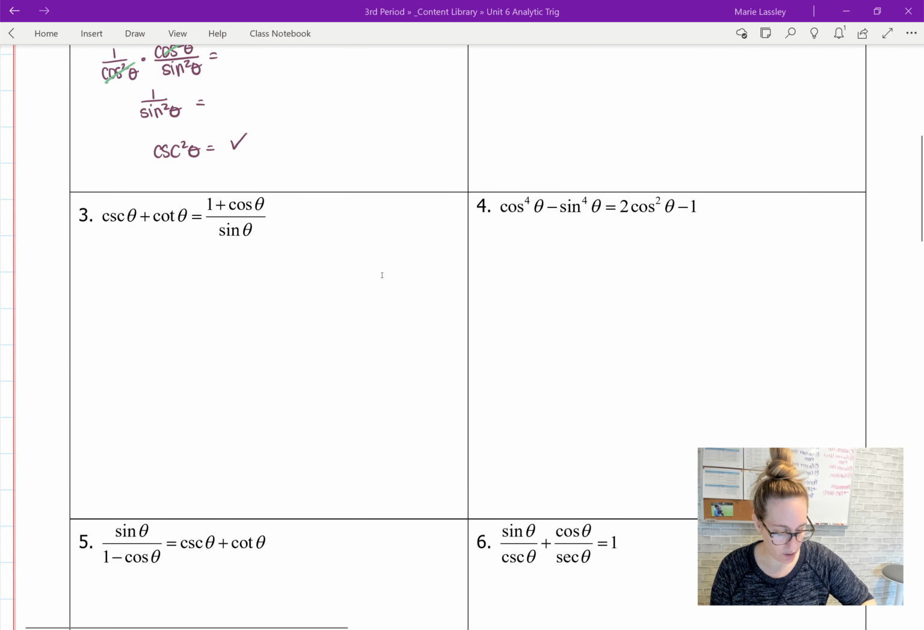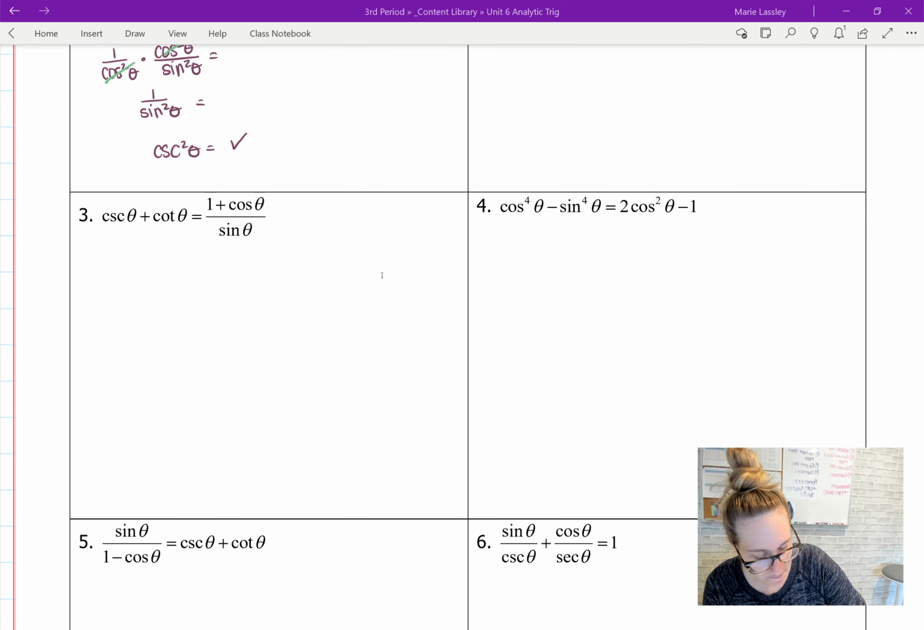All right, so number 3. This one is kind of interesting. You really can choose whichever side you want for this one. I'm going to choose to do the right-hand side. But there is a case to be made to do the left-hand side. But since we normally are doing the left, I'm going to do this one with the right-hand side. So my goal now is to get 1 plus cosine over sine to equal cosecant plus cotangent.